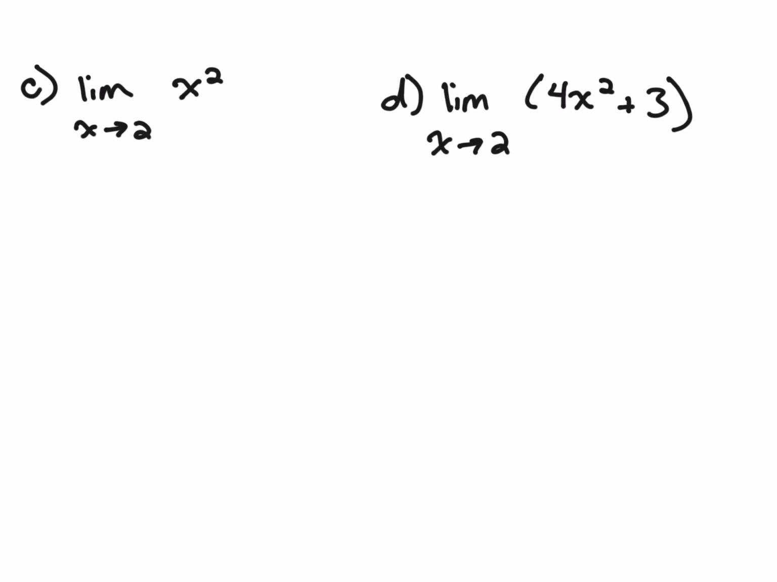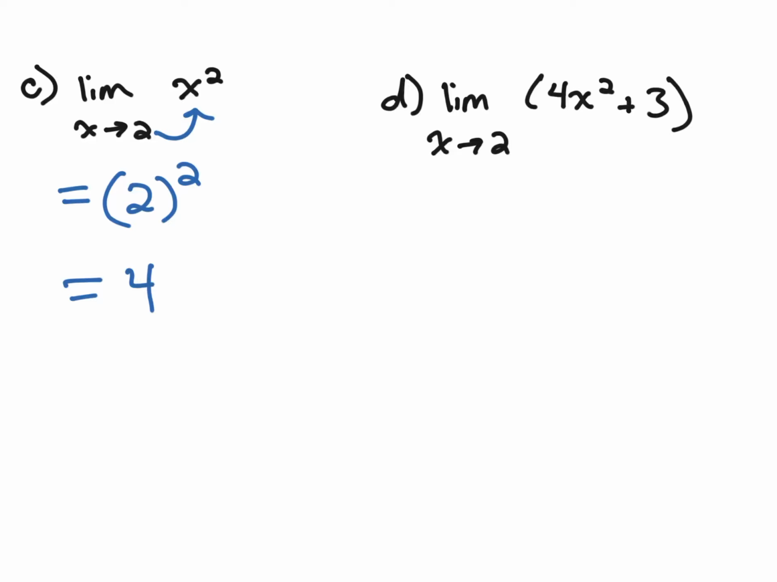Okay, limit as x approaches 2 of x squared. So we plug in a 2 for the x, we square it, and we get 4. Easy enough, right?